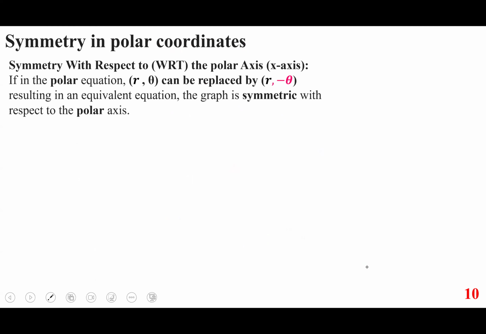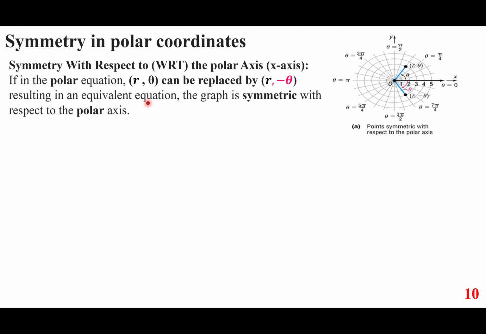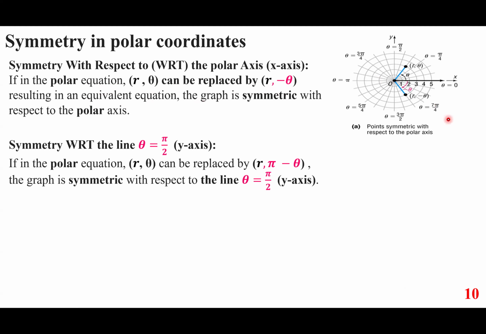All right, symmetry with respect to the polar axis, or the x-axis. If the polar equation (r, theta) can be replaced by (r, negative theta), resulting in an equivalent equation, the graph is symmetric with respect to the polar axis. So think about this. Point symmetric with respect to the polar axis.